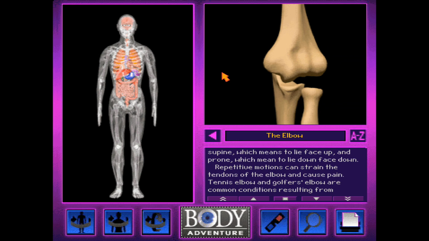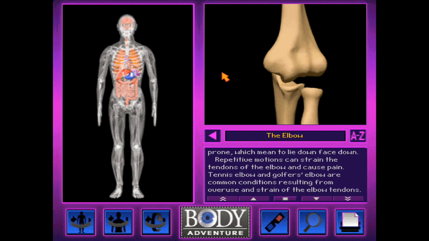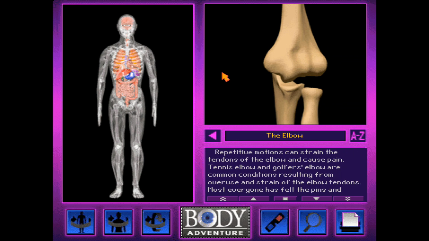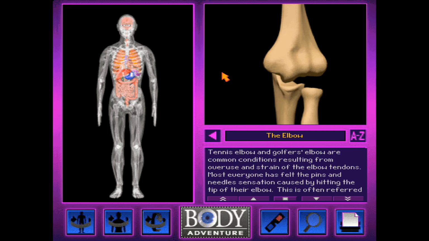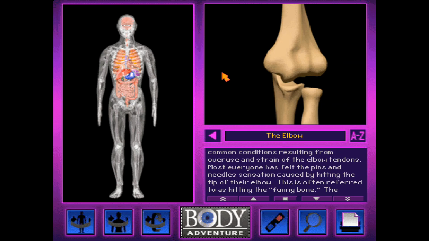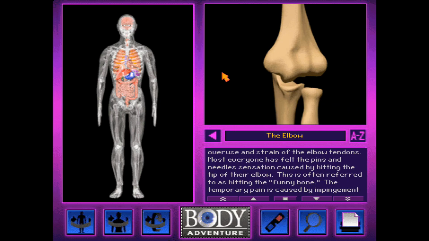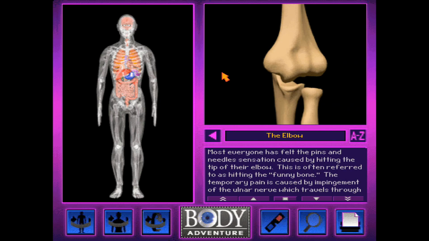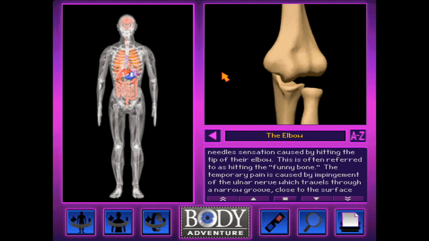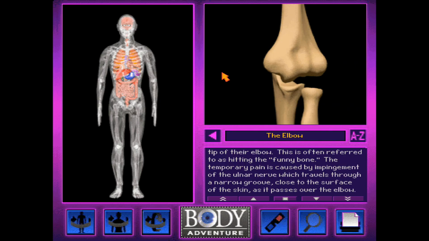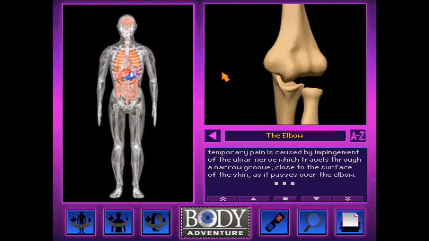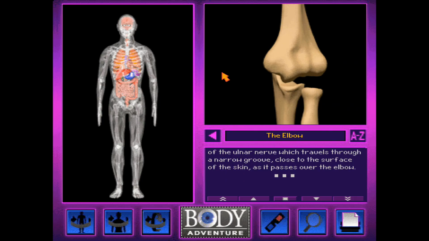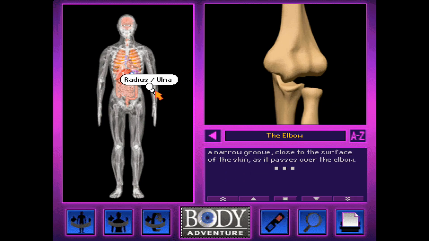Repetitive motions can strain the tendons of the elbow and cause pain. Tennis elbow and golfer's elbow are common conditions resulting from overuse and strain of the elbow tendons. Most everyone has felt the pins and needles sensation caused by hitting the tip of their elbow. This is often referred to as hitting the funny bone. The temporary pain is caused by impingement of the ulnar nerve, which travels through a narrow groove close to the surface of the skin as it passes over the elbow.